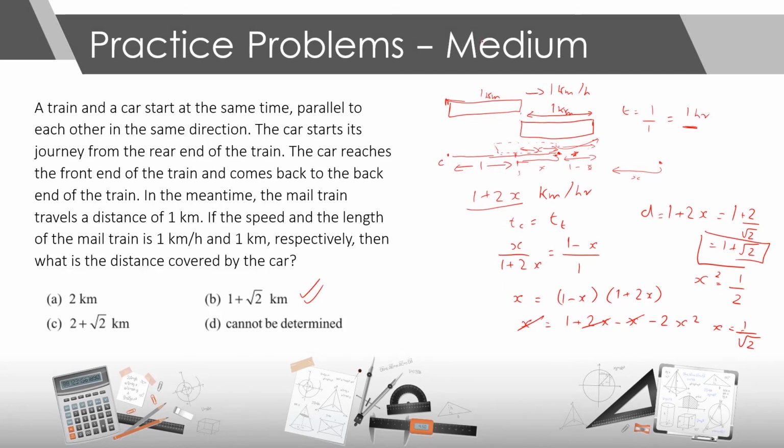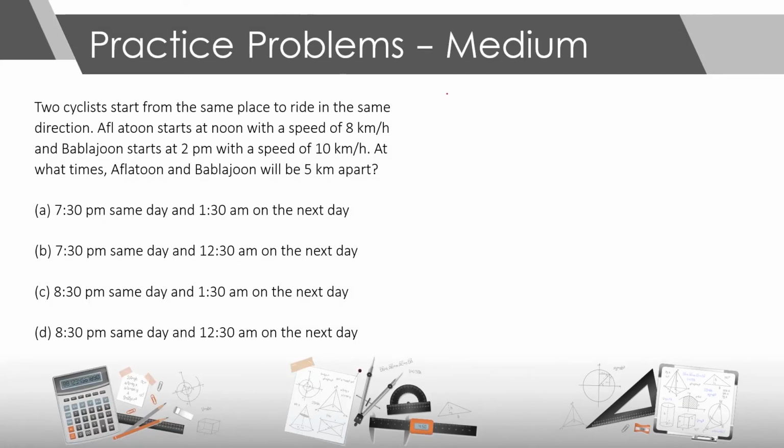Let us see another type of question that we get in this topic. In this problem, two cyclists are starting from the same place to ride in the same direction. The first person is Aflatun, so we will call him A, and the second person we will call B. A is moving at a speed of 8 kilometers per hour. So at 12 noon, this person has started moving at 8 kilometers per hour. Person B starts the journey at 2 p.m., after 2 hours, and this person is moving at 10 kilometers per hour. We want to find out at what times the distance between these two people is 5 kilometers.